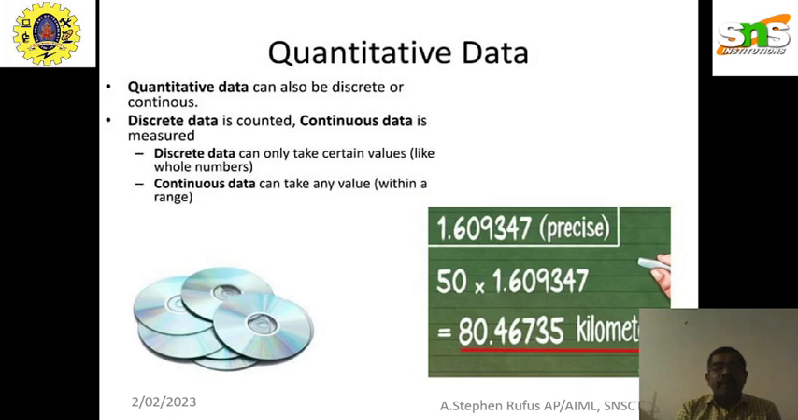And if you are talking about continuous data, it is specified within a range. For example, a student's marks, where the pass marks range from 50 to 100. This is continuous data. So quantitative data has two types: discrete and continuous. You should be very clear about discrete and continuous data, as it will be very useful later.